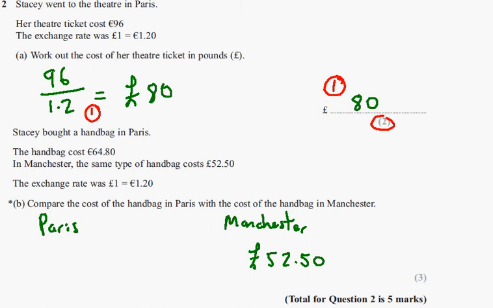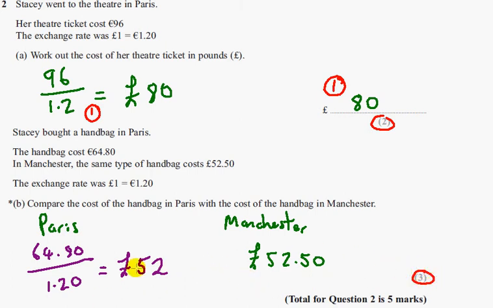So let's do Paris. So it's €64.80, and we're going to find how many €1.2 there are in there to find how many pounds it's worth. And once you type that into your calculator, that's exactly bang on £52. Okay, so this is worth 3 marks.